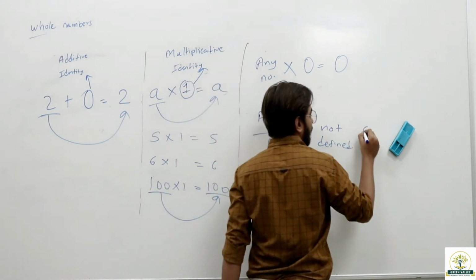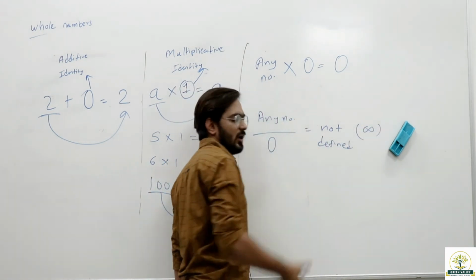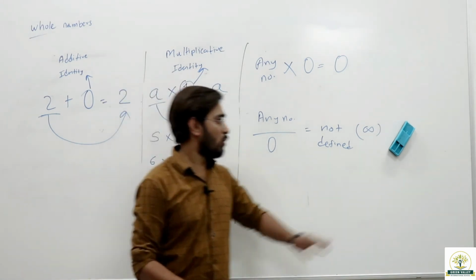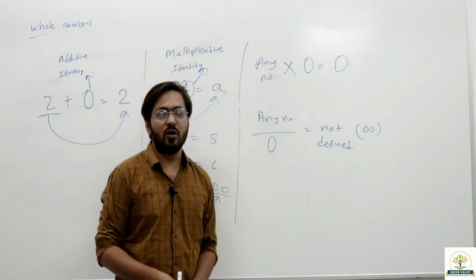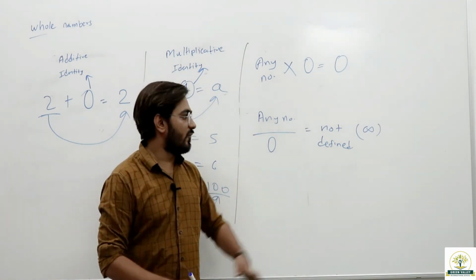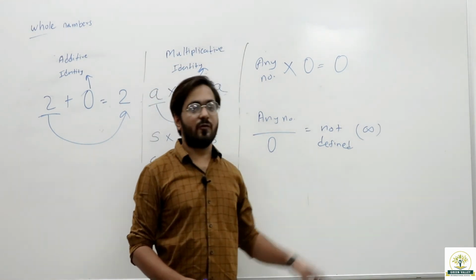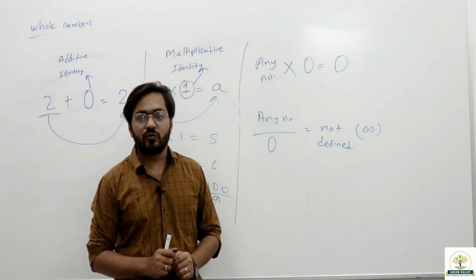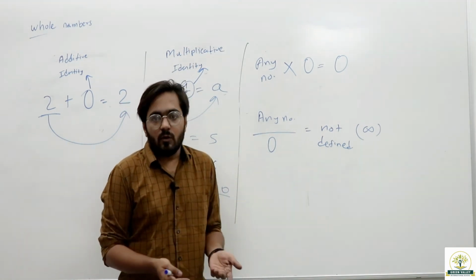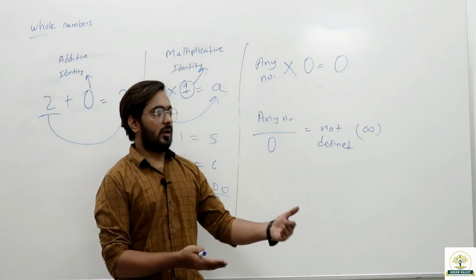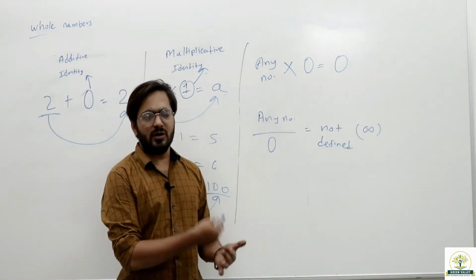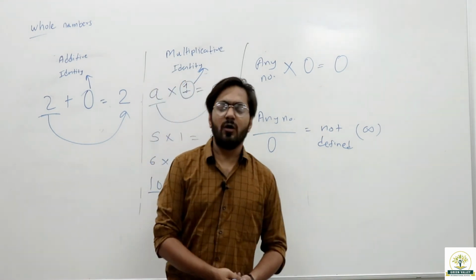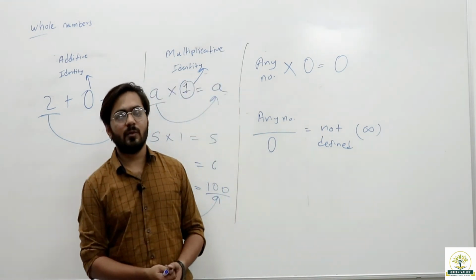or I could say infinite, which is not defined. Obviously we don't know what number is there at infinity. That is why it is called not defined. Sometimes the infinity symbol is used for not defined values, because we obviously do not know what infinity means exactly, which value is there at infinity. That is why we use it for not defined also.